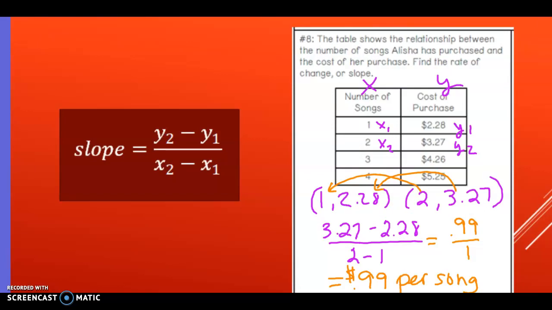Okay, let's check and see how you did with the word problems. So I went ahead and labeled my 2 columns as x and y, and I labeled my first x, first y, second x, second y, and actually wrote my points out like this. I applied the SOAP formula of y2, the second y minus the first y, over the second x minus the first x, and that gave me 0.99 over 1, or 99 cents per song.